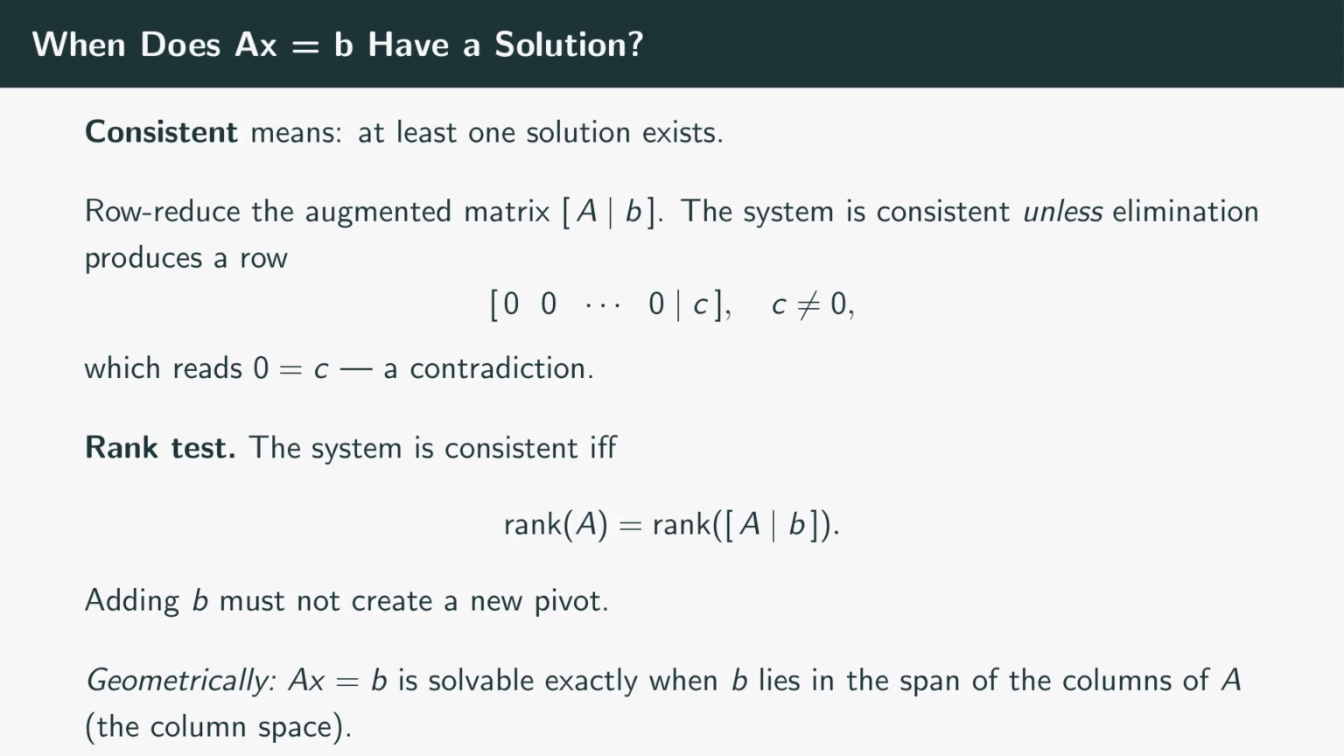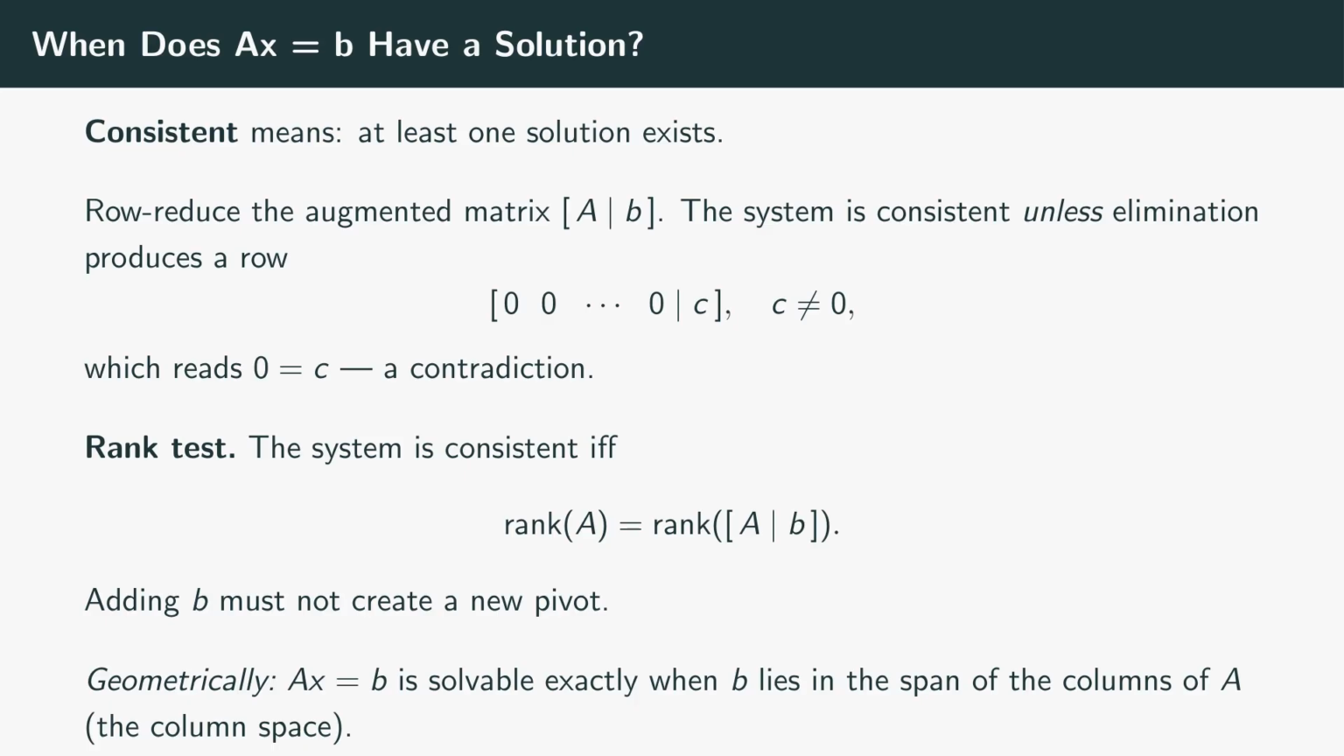The first question for any system is whether it has a solution at all. We call a system consistent if at least one solution exists. To test it, attach the right-hand side B to the matrix A, forming the augmented matrix, and row reduce. The system is consistent unless elimination ever produces a row that is all zeros on the left but a non-zero number on the right. Such a row reads 0 equals some non-zero number, a flat contradiction, and it means no solution can exist. There is a clean way to say this with rank. The system is consistent exactly when the rank of A equals the rank of the augmented matrix. In other words, tacking on the column B must not create a brand new pivot.